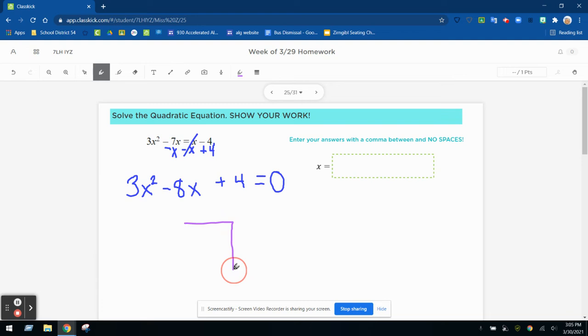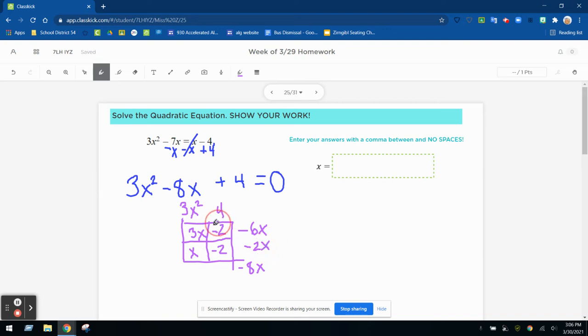Our next step is to check to see if I can GCF anything out. And I can't. So let's set up our factor box. I have 3x squared, I have 4 and negative 8x. So we're going to have 3x times x. And now we're looking for factors of positive 4 that are going to help us add to negative 8. So I think if we do negative 2 and negative 2, we'll get negative 6x minus 2x. So that does work.